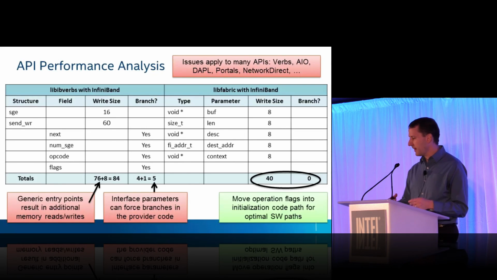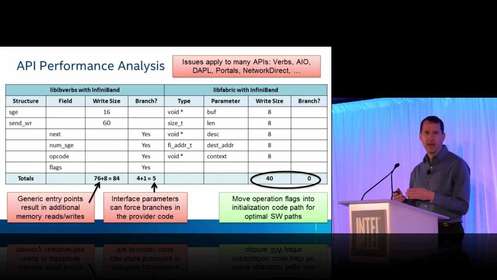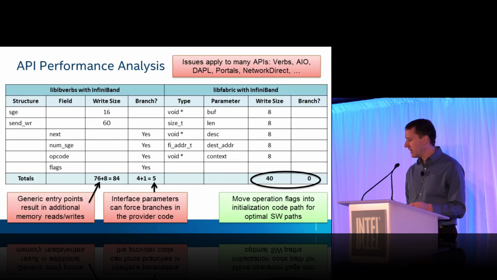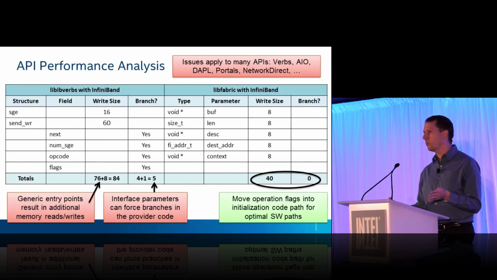The number of next gather entries. So if I'm using multiple scatter gather entries, I'm going to have a loop. But if I say I just want to send a single message buffer, I'm still taking a penalty here. I still have, again, another loop. So I have 2 more writes and another loop. So just those 2 fields are going to cost us at least 2 branches and probably 4 additional writes.